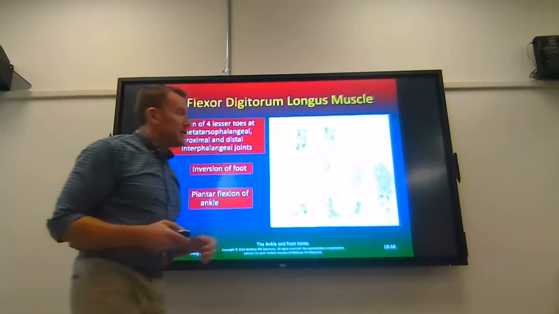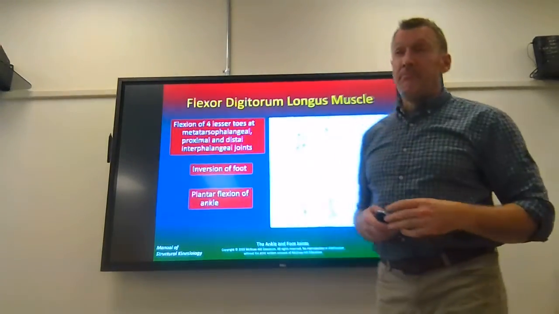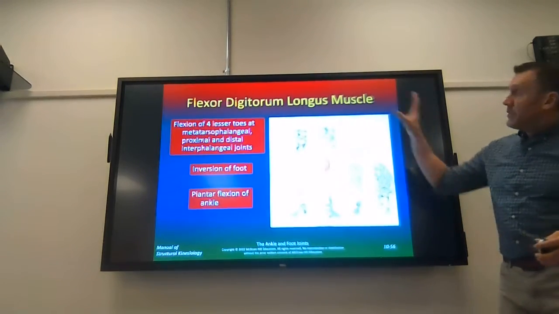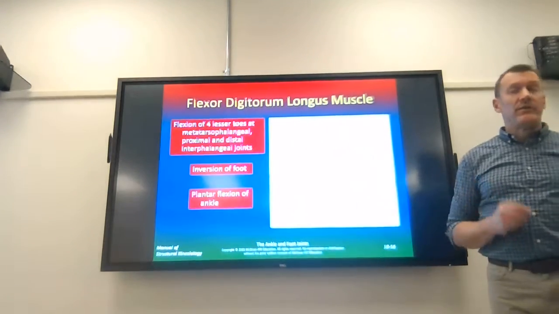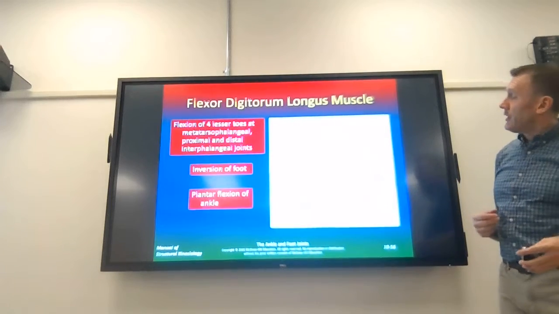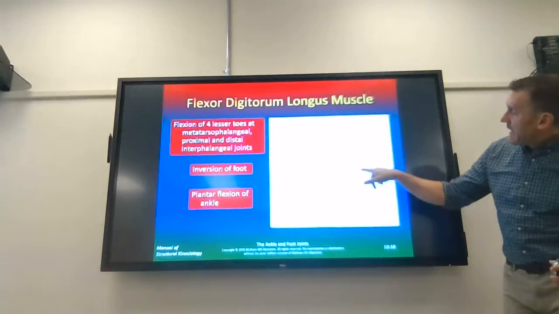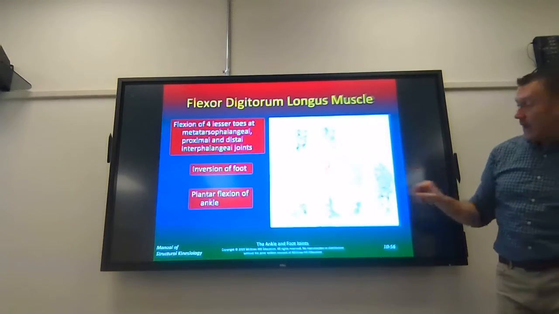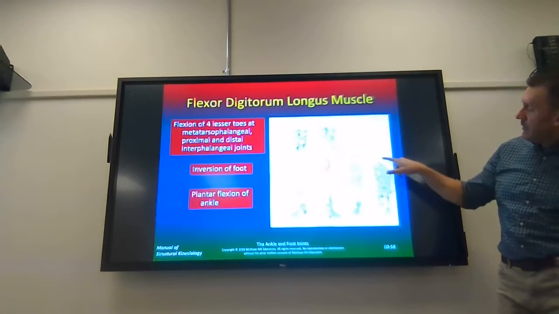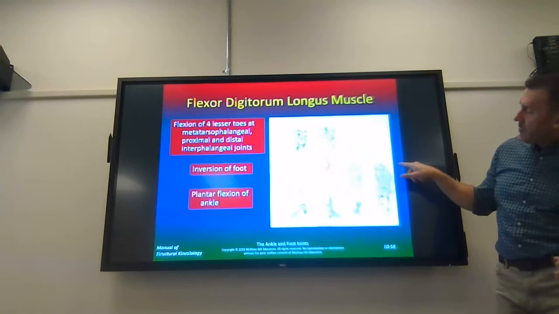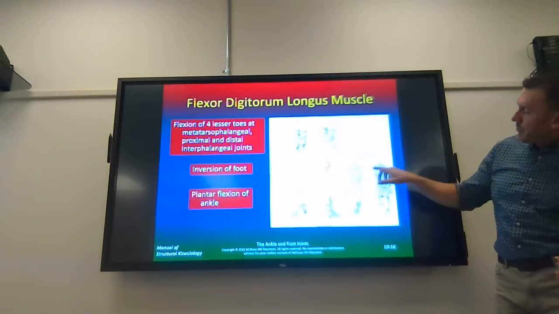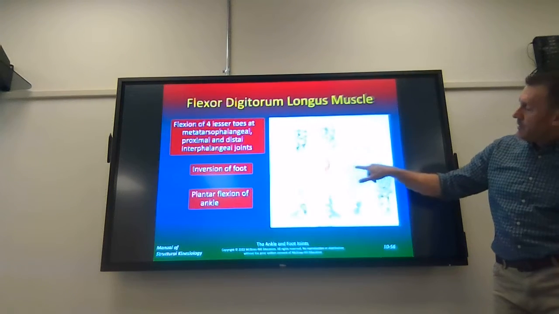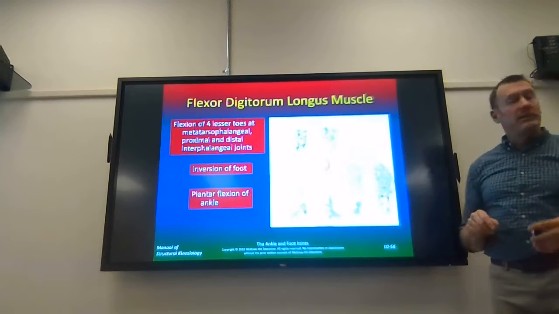So flexor digitorum, kind of the same type of structure. Flexor digitorum, right? Flexor of the toes or digits for the foot. Going all the way down to just the proximal phalanx. Well, I take that back. That's the distal phalanx here. So it has action in plantar flexion, but also all the way across the metatarsophalangeal, proximal interphalangeal, and distal interphalangeal joints of the foot.